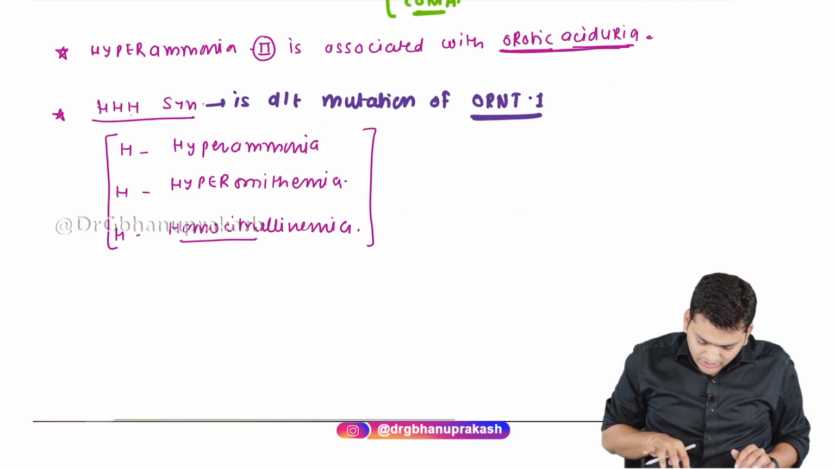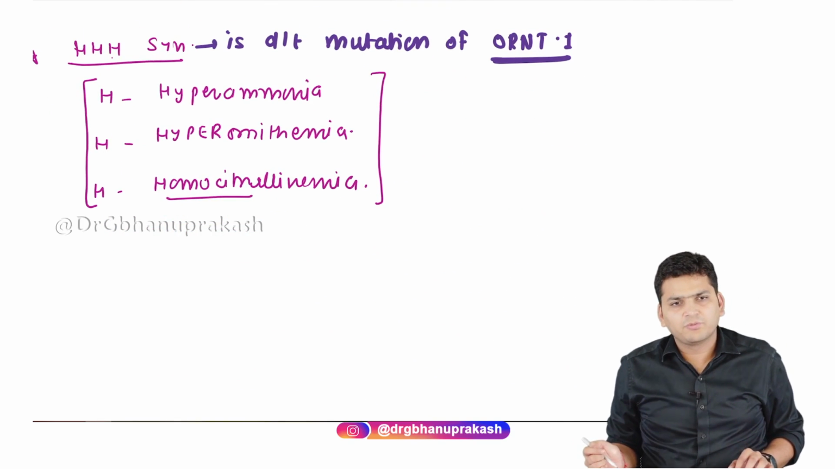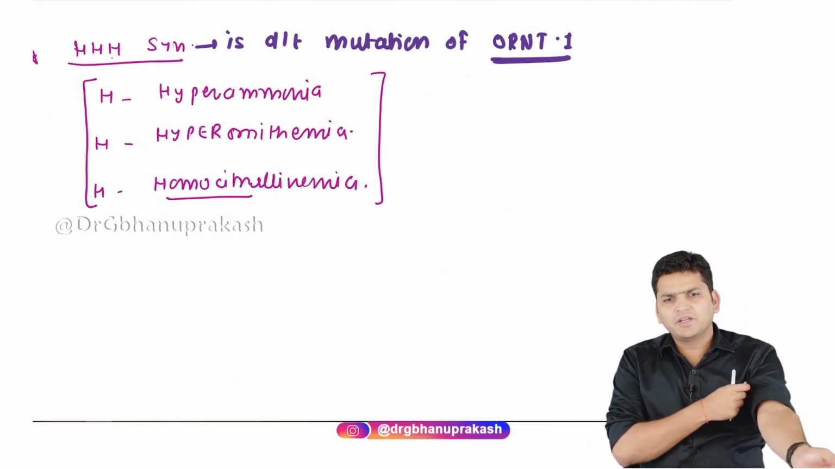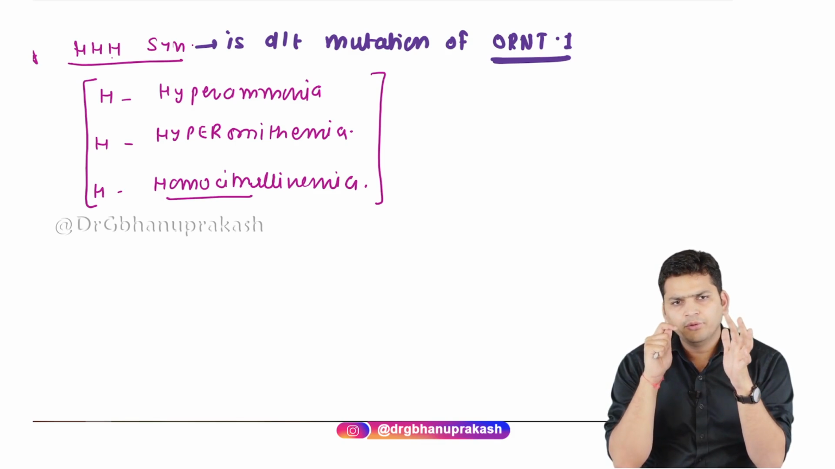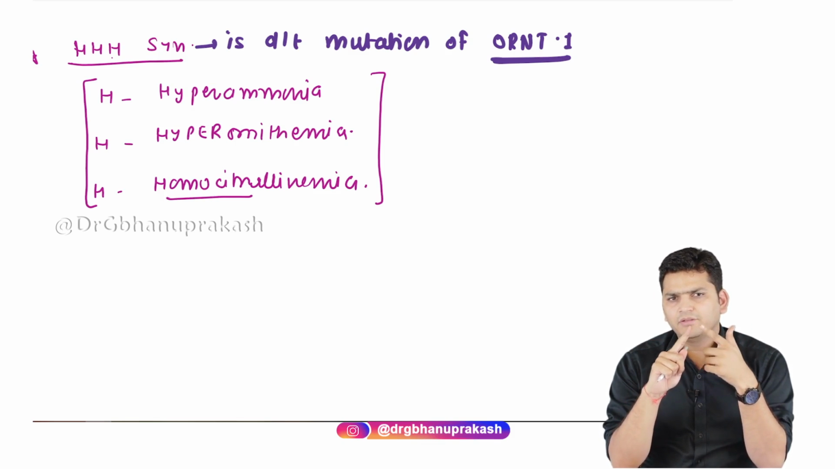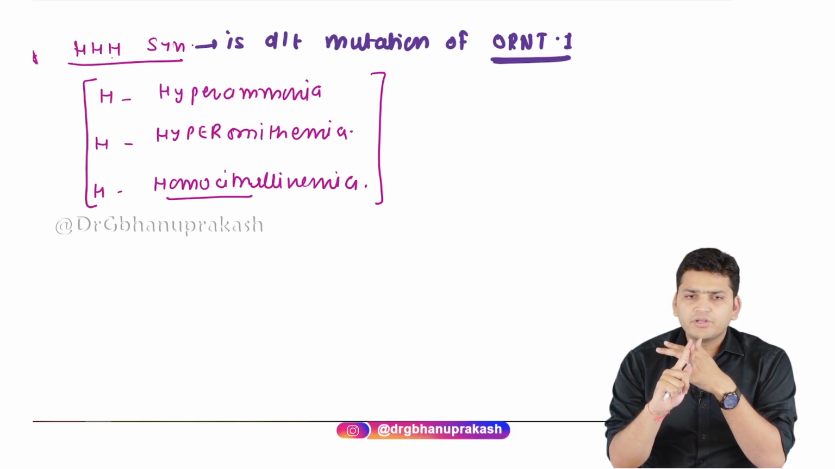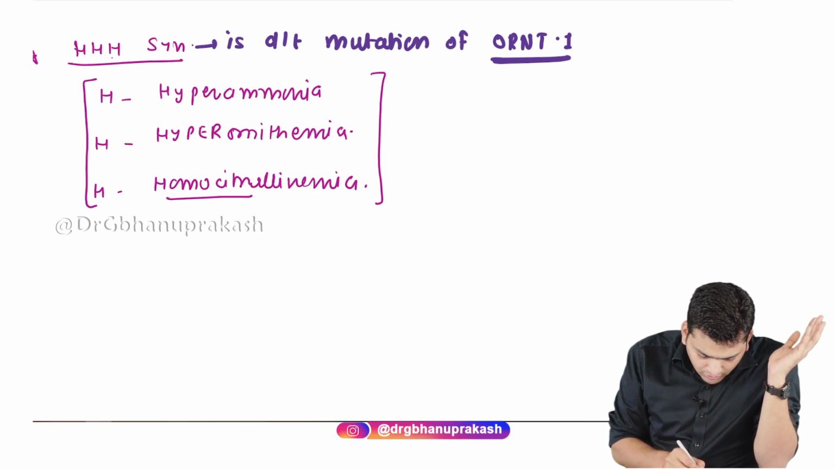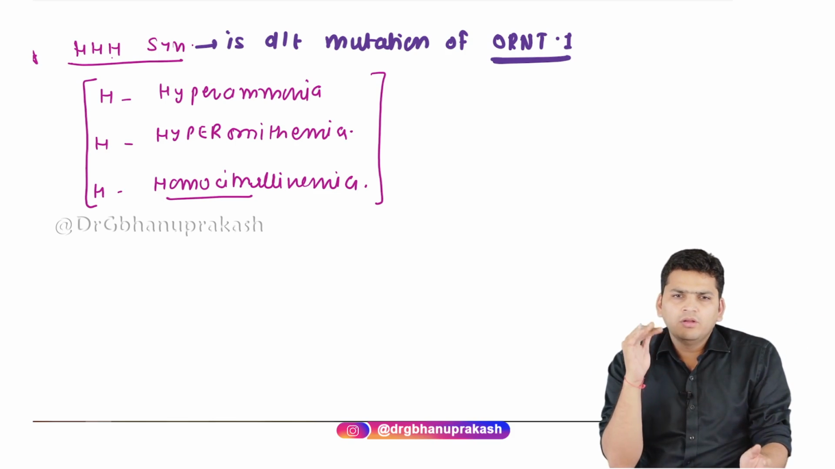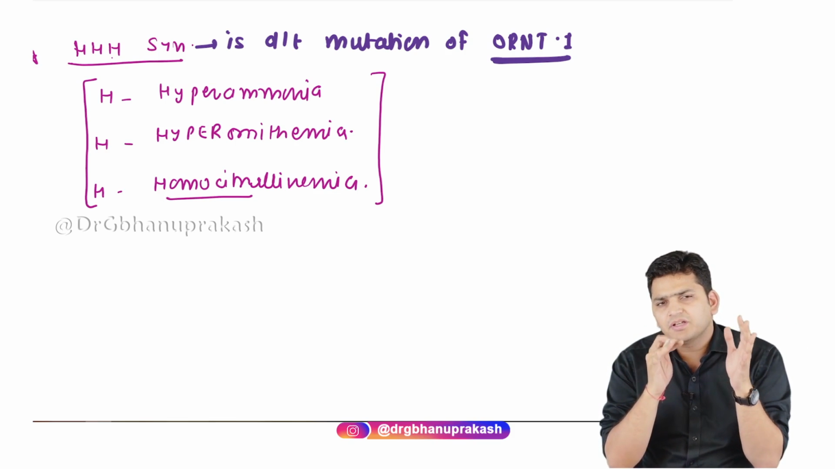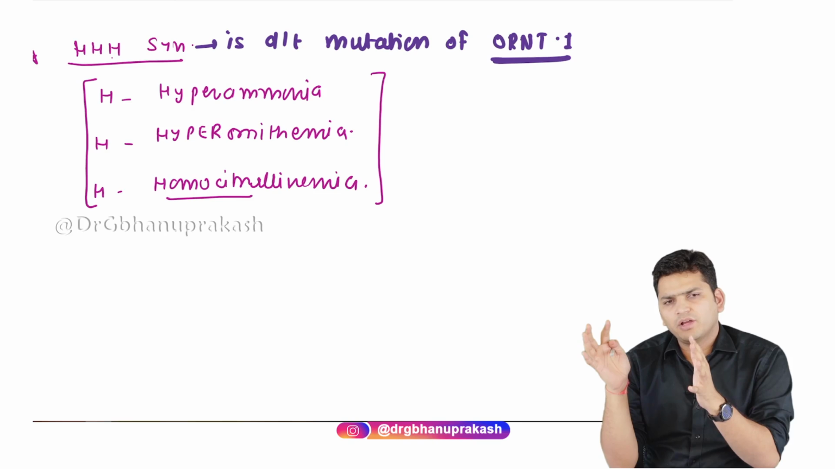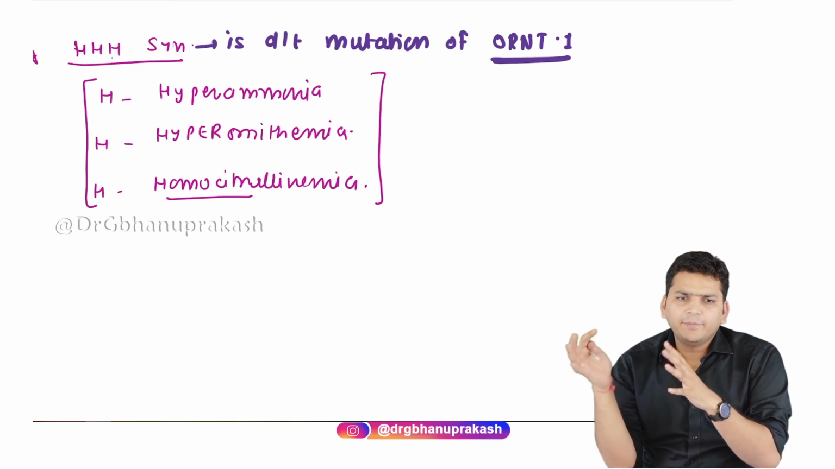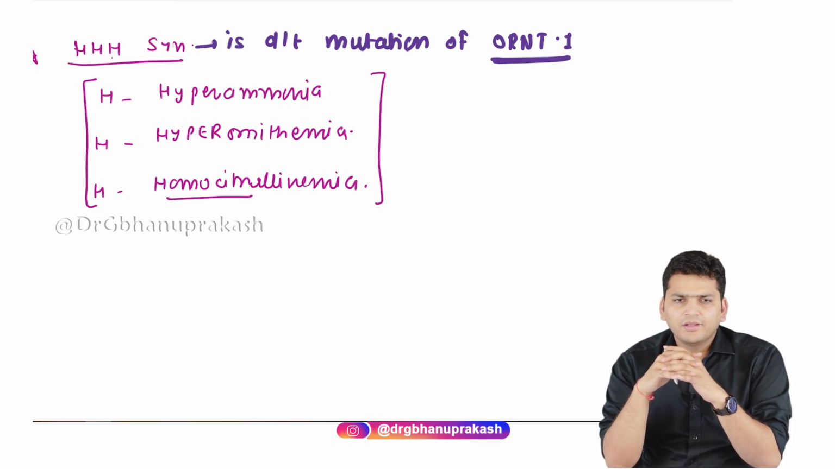So triple H syndrome is due to mutation in the ornithine transporter 1 gene. These are the three clinical correlations that we should know in the urea cycle. Type 1 is due to deficiency of CPS1, type 2 is due to deficiency of ornithine transcarbamylase, and ornithine transporter mutation will lead to triple H syndrome. So this is all about the general part of the amino acids. We have discussed the entire general metabolism of the amino acids, how they are ultimately converted into urea, right? Thank you guys.